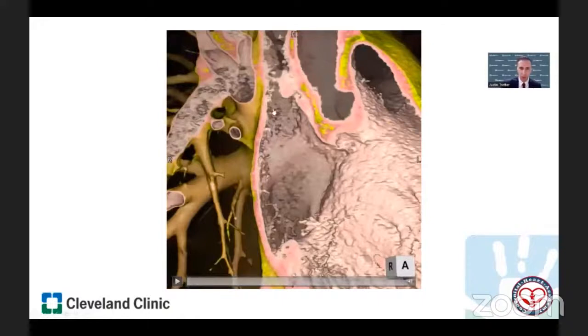So spanning between the superior to inferior caval vein is that venous sinus, which is guarded by the venous valves, including the eustachian valve. And there's a much smaller body of the right atrium between this venous sinus and the interatrial septum, as compared to the much larger body seen in the normal left atrium.